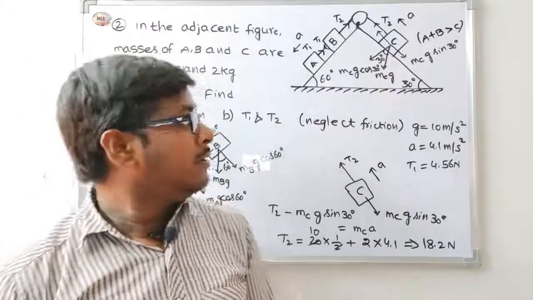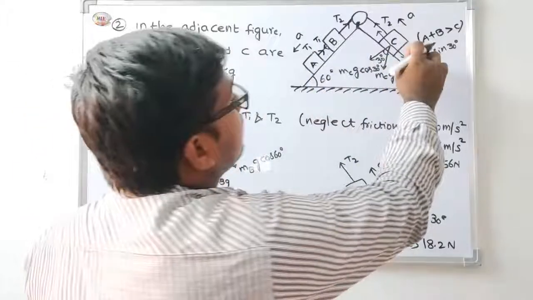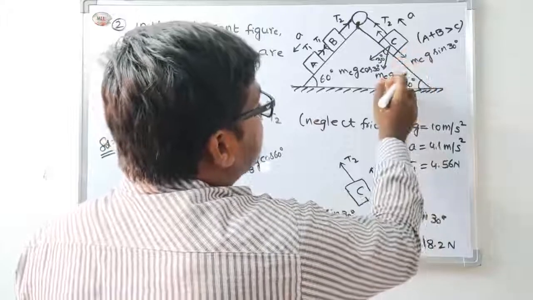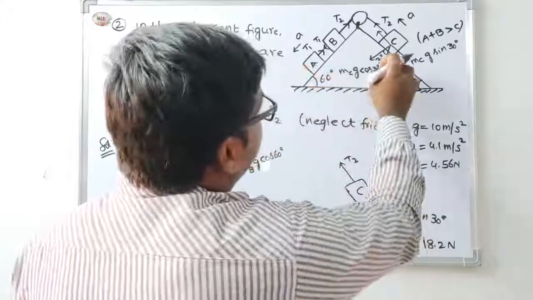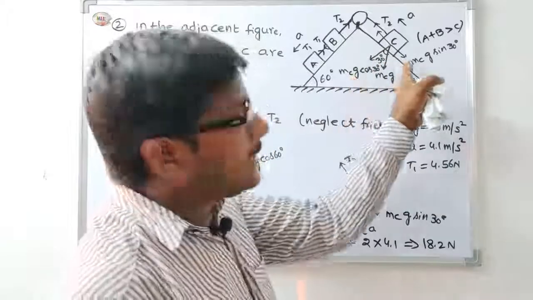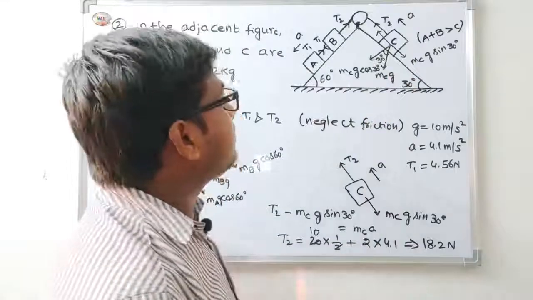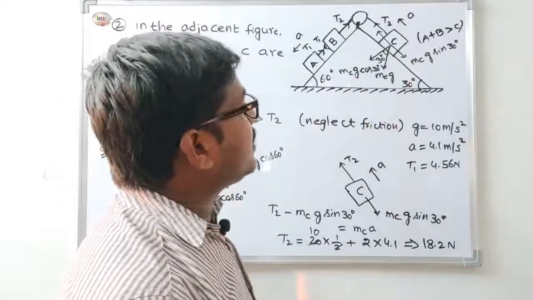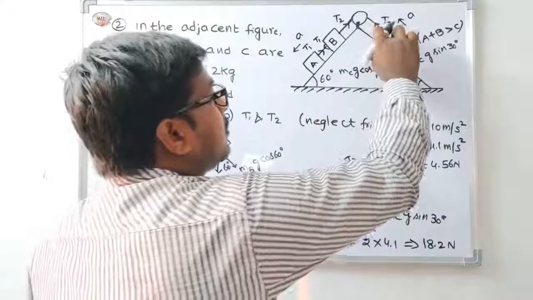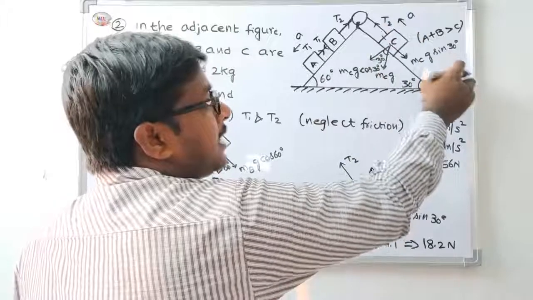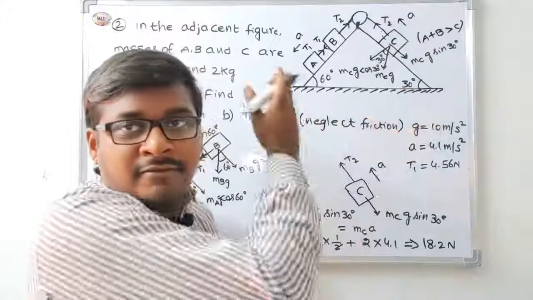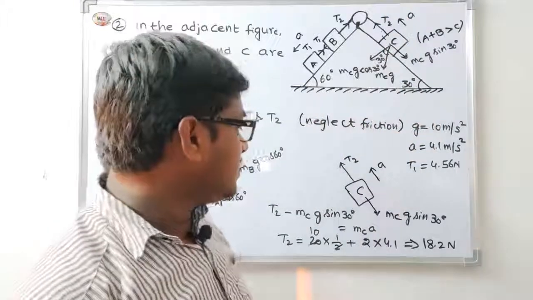Okay, very simple. Listen students, once take C block, MCG acting downward direction, so making an angle 30 degree, is resolved into two components. The first is the horizontal, second is the vertical component. The horizontal component is the MCG cos 30, vertical component is the MCG sin 30. In this direction acting, not forward direction, this direction MCG sin 30. So acting along the string, T2 acting in forward direction. Okay, this is the second problem.